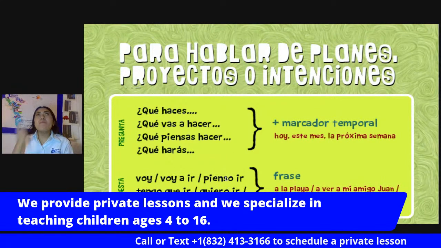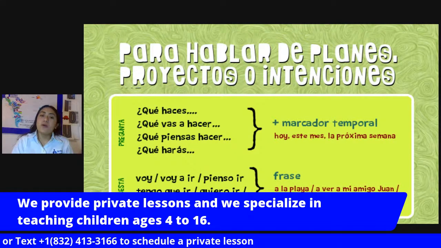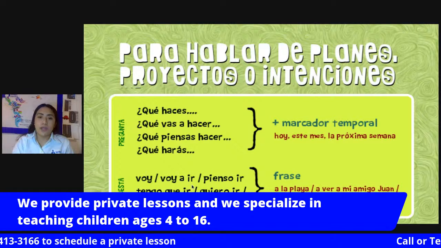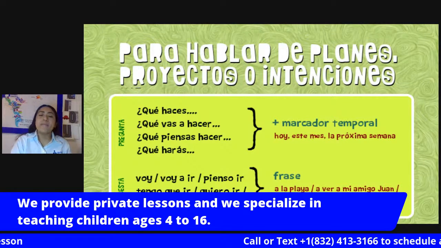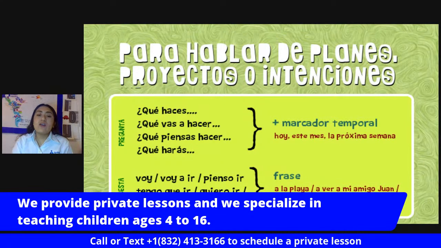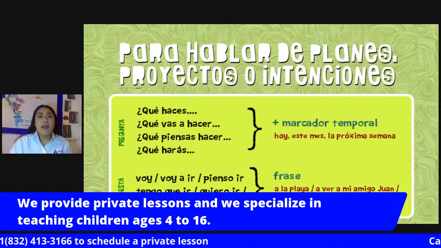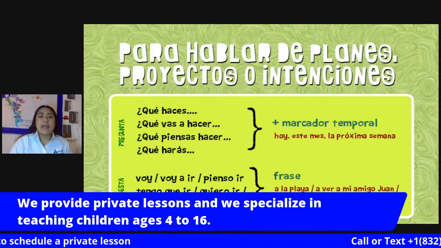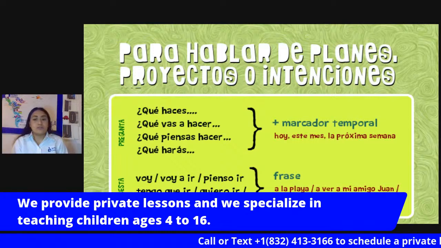Pienso ir. I'm thinking to go. Also, you can use it. But if you see, I'm not using voy. I'm using different verbs. That is to think, pienso. In first person, yo pienso. And then tengo que ir. I have to go. Quiero ir. I want to go. Iré. I will. Okay? Or I am going to.